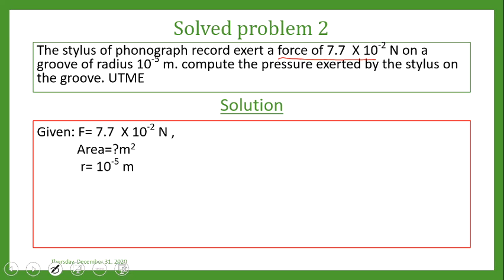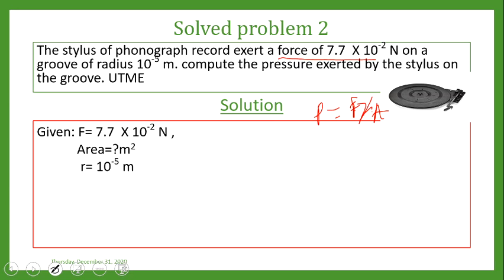Now, the next thing is that we can't calculate pressure without knowing force and area. We've known already that pressure equals force over area, right? So that shows that before we can calculate pressure, we must know the value of force and area. Now, in this case, how do we get the value of the area? The first thing you have to look into is that the stylus of a phonograph is something circular. That shows that if you want to get the area of that stylus, it is going to have the area of a circle, which is given by pi r square.